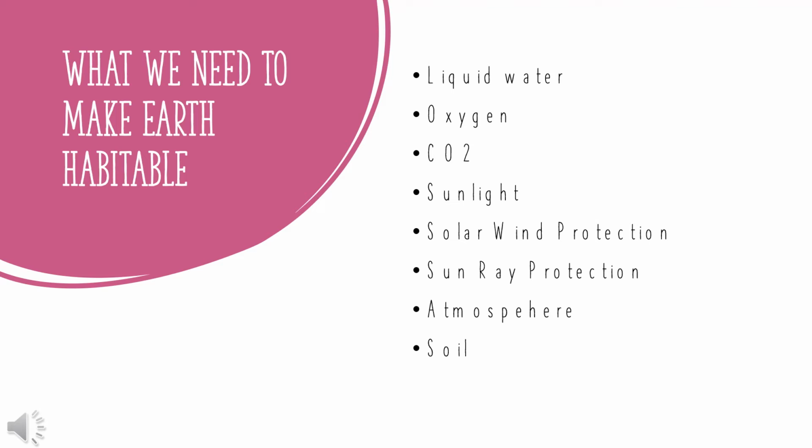Next, we have the atmosphere. The atmosphere contains oxygen we need, protects us from the UV solar radiation, and keeps temperatures sustainable. Lastly, we have soil. Soil allows plants to grow, and it also gives us the rock cycle.